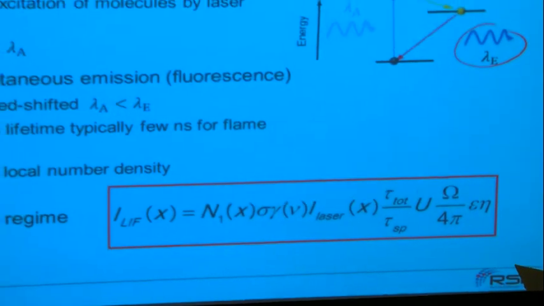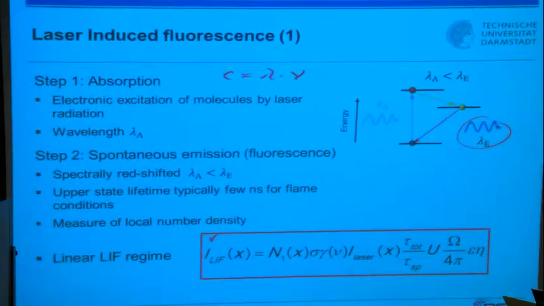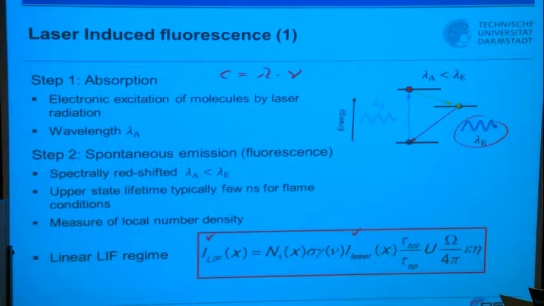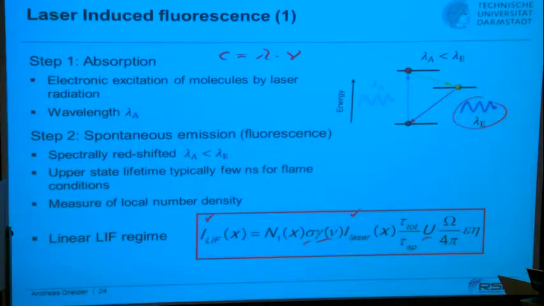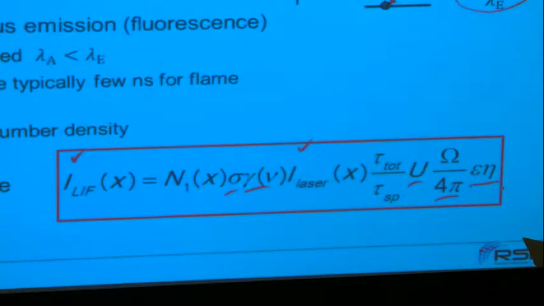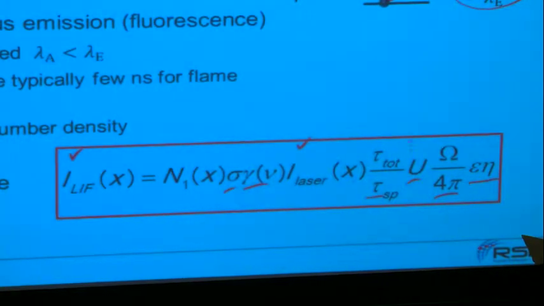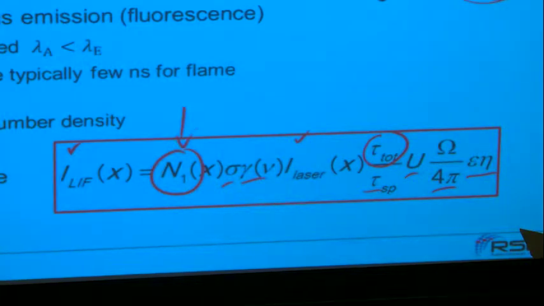So here I mark all the quantities that are measured. This is measured. This is measured. You know the absorption cross-section. You know the convolution. You know, after calibration, the probe volume. You know the detected solid angle. You know the detection efficiency. You know the spontaneous lifetime. But what is unknown is this quantity and this quantity. That is the quantity of interest.